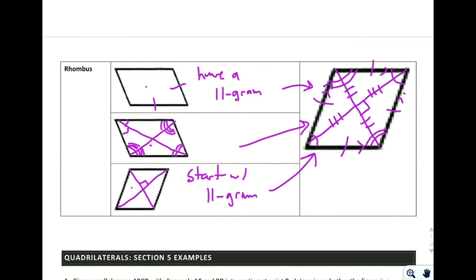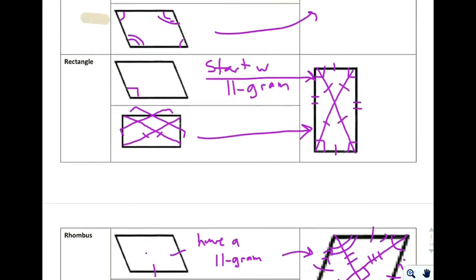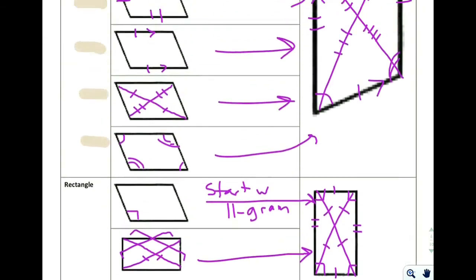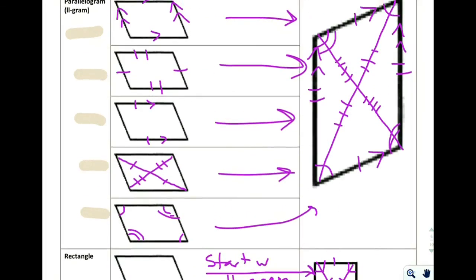And that is one of the many different ways that you can use to prove all of these different shapes are what they are based on only limited information.